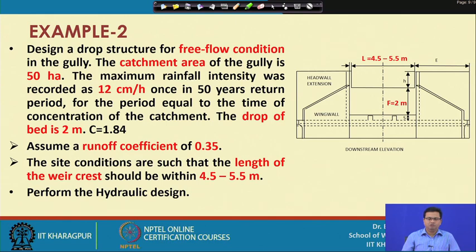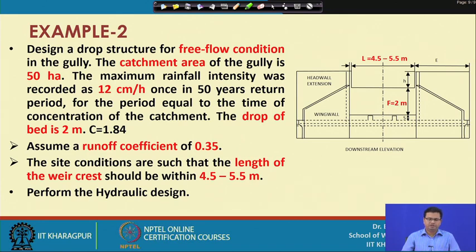Now, coming to the second example, this is slightly different from the first example. Here you have to design one drop structure under free flow condition. The catchment area of the gully is given as 50 hectare. The maximum rainfall intensity is given as 12 centimeter per hour, which occurs once in 50 years of return period, for a period equal to the time of concentration of the catchment. That means the design intensity is 12 centimeter per hour of rainfall.